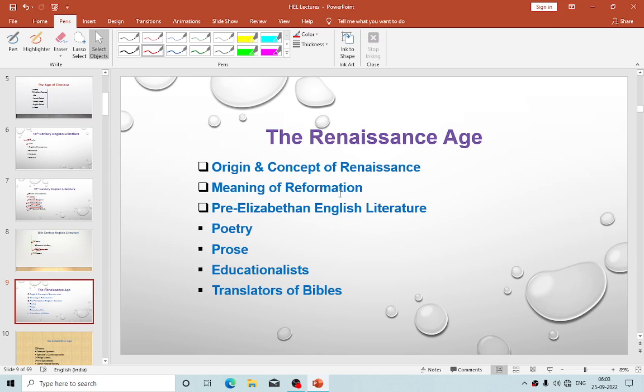So here we must talk about the origin and concept of the Renaissance. The end of the 15th century marks the end of the Middle Ages. We now enter upon a new era, that of the Renaissance. Before considering the literature of Renaissance England, we must first try to understand the new tendencies in the life and thought of the English people that the Renaissance brought.